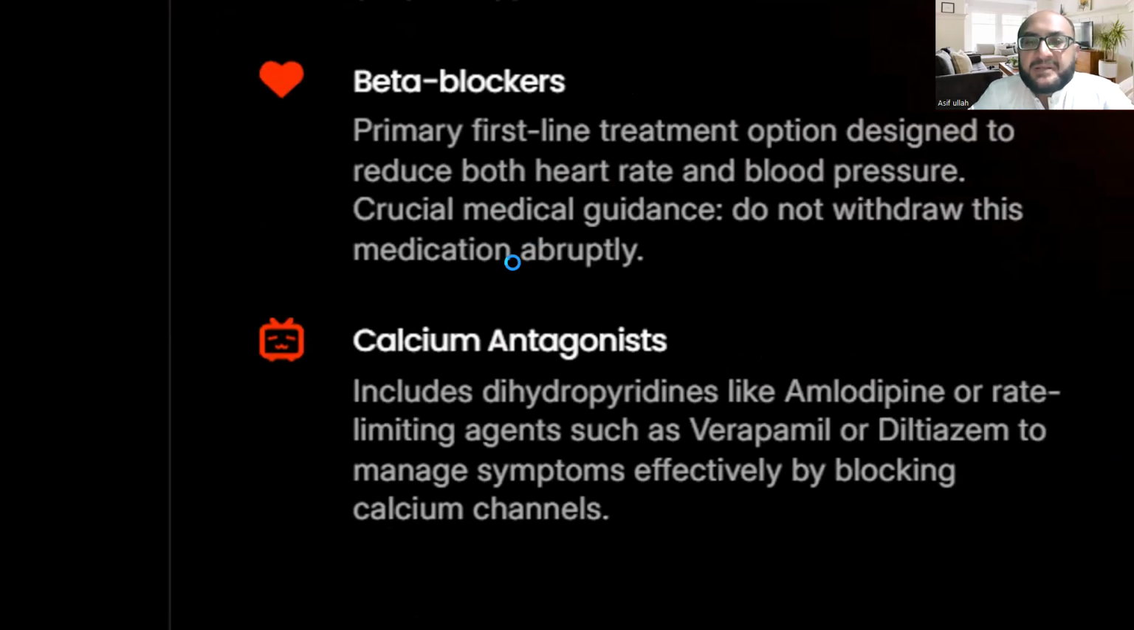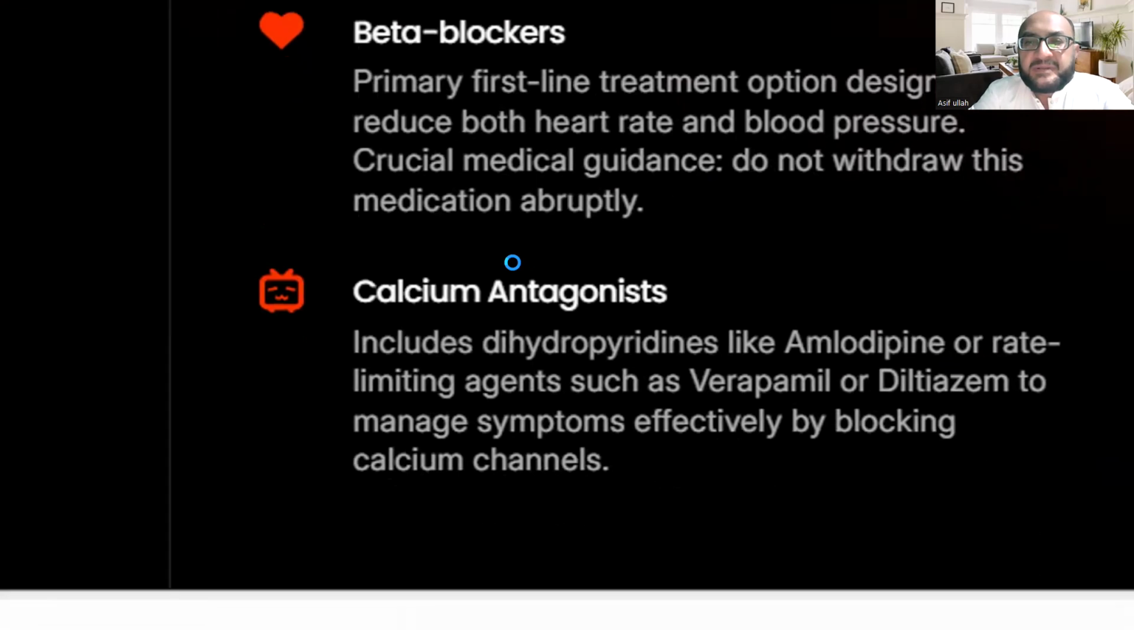Beta blockers are the first line treatment option. They reduce heart rate and blood pressure, but do not withdraw beta blockers abruptly. It is said about beta blockers that you start low, meaning the lowest dose possible, and go slow. You gradually increase the dose to maximum, but you don't stop them abruptly.